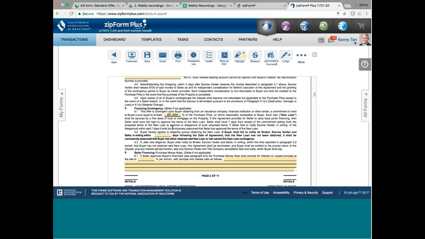So as you can see, the AIR form is very different from the CAR form. The way you work the AIR form is also very different. Okay? Buyer hereby agrees to diligently pursue obtaining new loan. The buyer failed to notify broker, blah, blah, blah, within how many days following the date of, this is like the contingency period. Let's say, for example, for commercial, usually we like to use something slightly longer, like 25 days. Commercial usually takes longer. Sometimes it could even be 30 days. So I put 30 days here for the loan contingency for commercial.